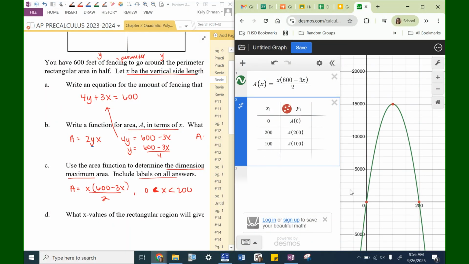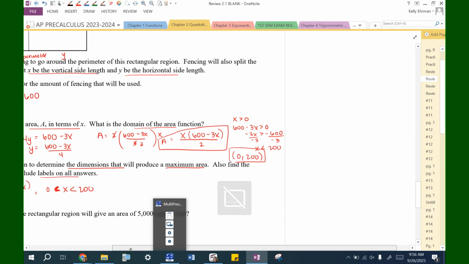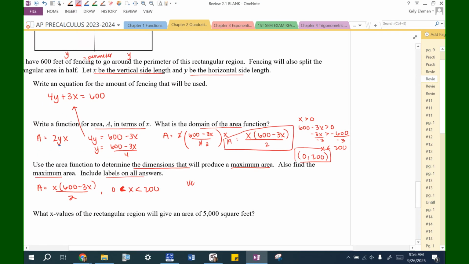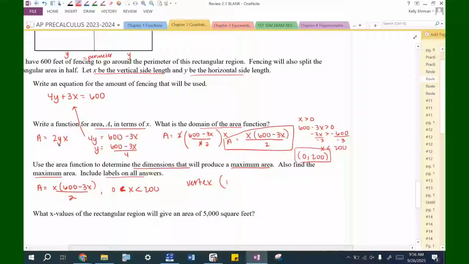I want to find the vertex, so I would like to see it without having to scroll to a weird thing. There's the vertex right there. So let's write this down. So on this one, the vertex from my graph was 100, 15,000. Remember, this is A of x, so the 100 is an x, the 15,000 is an A.